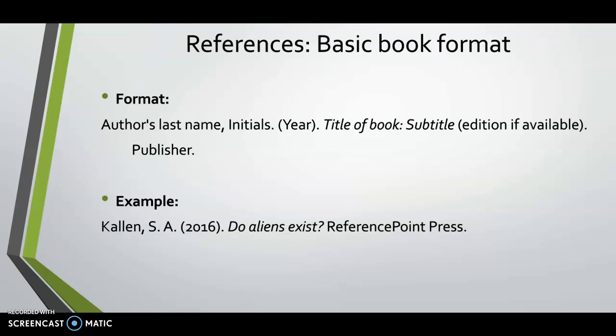So here is what a basic book format looks like when you're citing on a references page. You're going to put the author's last name and their initials first and last if you have those available, the year the source was written, the title of the book and the subtitle, which is in italics, and the edition if it's available. And then you would put the publisher. And I have given you an example of what a book references APA format looks like.